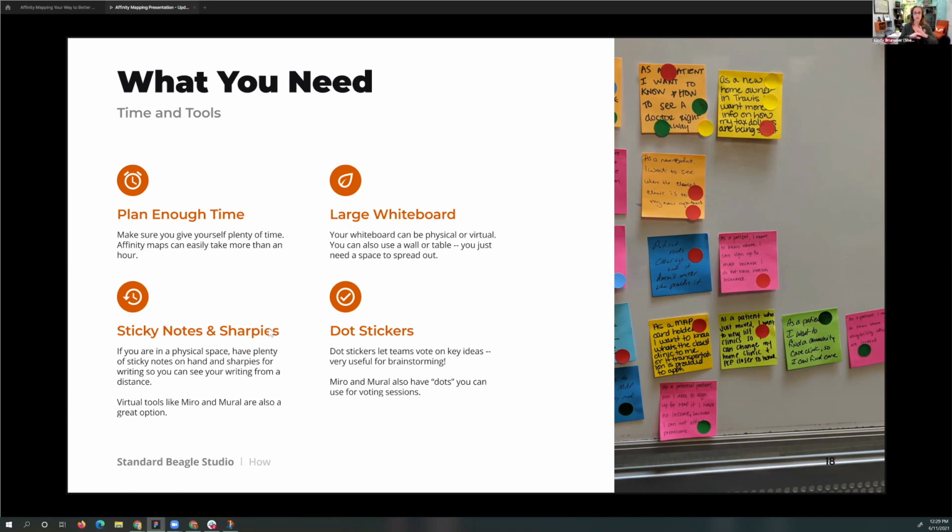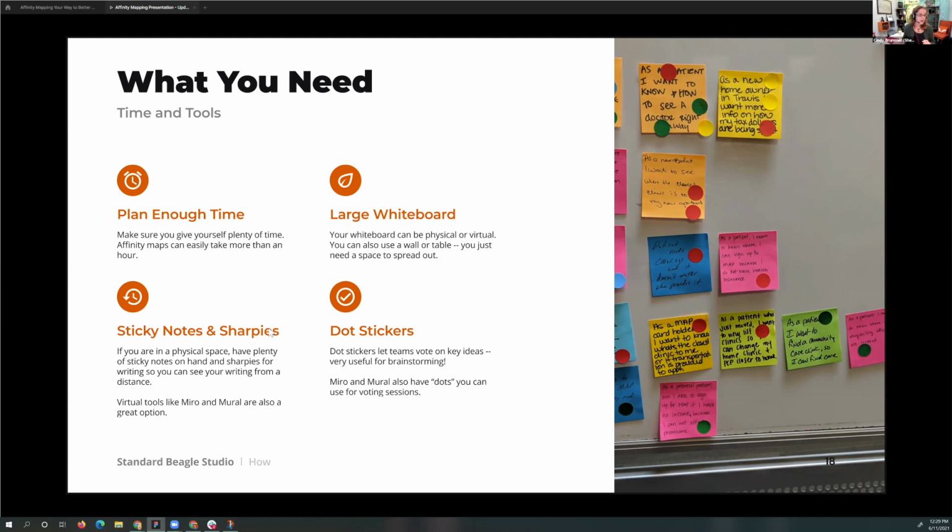I like to have a large whiteboard to work off of. I don't know if you guys can see, but in my office, I have a giant whiteboard. Short of that, you can use tools like Miro or Mural. There are a lot of them out there now that have a digital whiteboard that you can work off of.